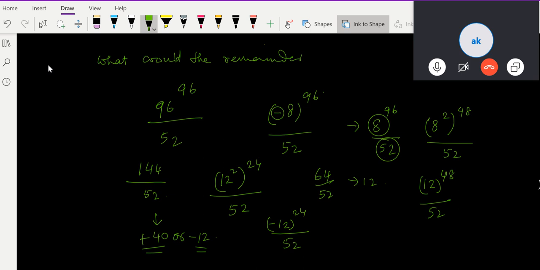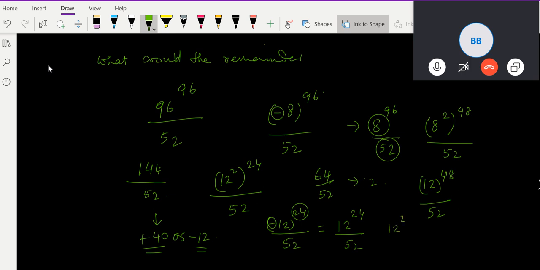Correct? So 12 to the power 24 over 52, as the power is even, minus 1 to the power 24 means plus 1, right? So we are left with 12 to the power 24 over 52. Same logic goes on.